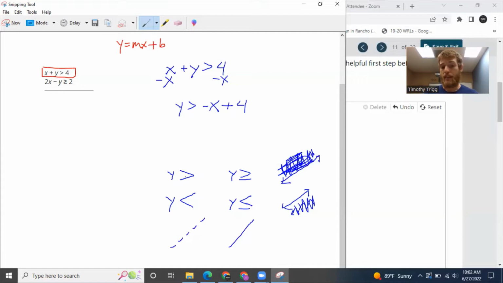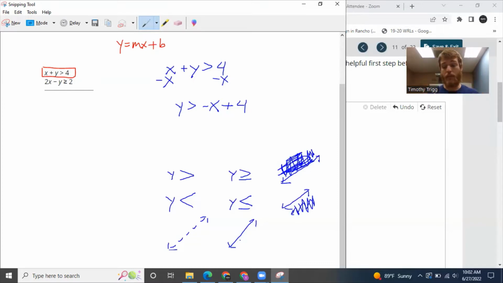If it's just strictly greater than or strictly less than, it's a dashed line. And if it's greater than or equal to or less than or equal to, in other words, it has that "or equal to," then it's going to be a solid line. So this is a very important concept that's really going to help you graph these inequalities. Basically, you need to know how to do this.